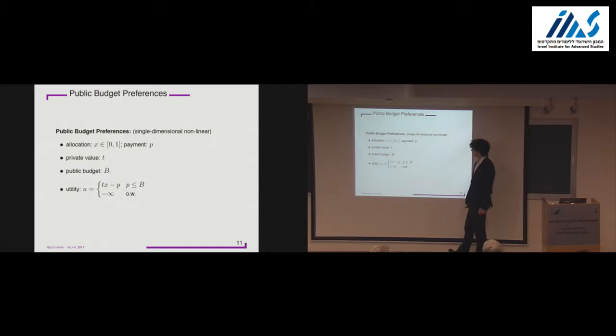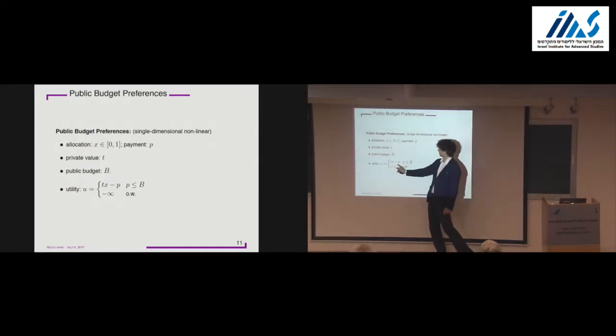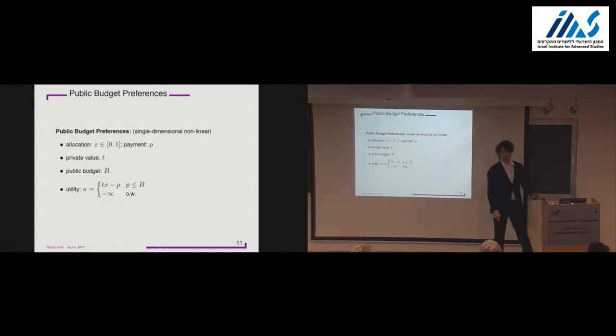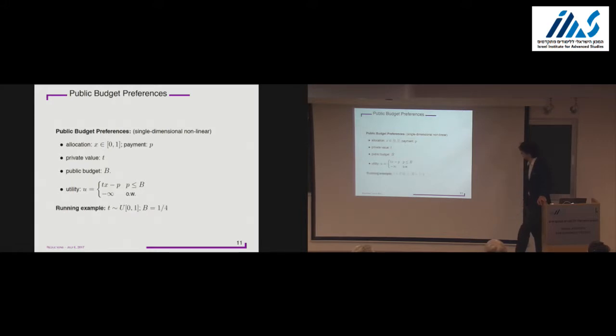And the utility of the player is their surplus minus their payment, as long as they pay less than their budget, and they do not like paying more than their budget. Okay, so my running example is going to be uniform 0 1 and budget equals 1/4.